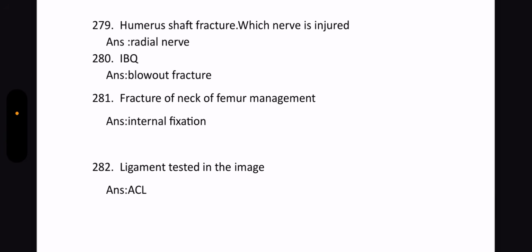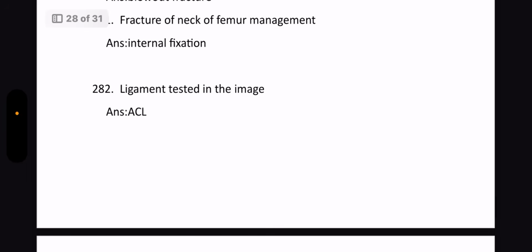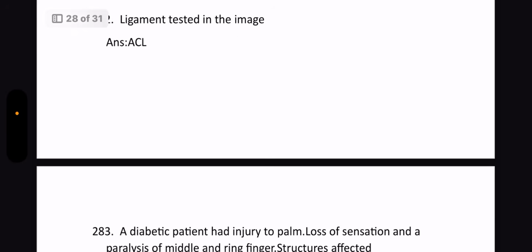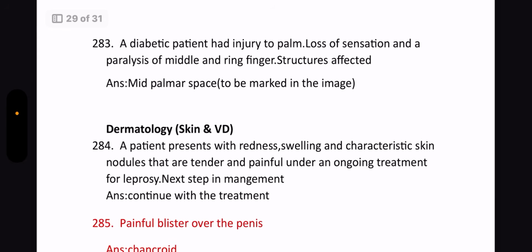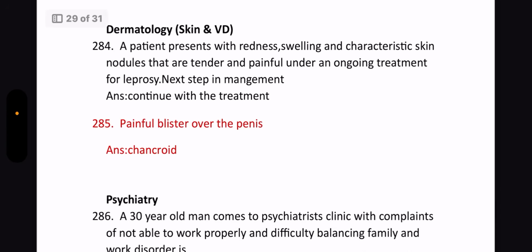Humerus shaft fracture. Nerve injured is radial nerve. Image based question. Next one: blowout fracture. Next, fracture of neck of femur. Management is internal fixation. Next, ligament tested in the image. Answer is ACL, that is anterior cruciate ligament. Next, diabetic patient had injury to palm, loss of sensation and paralysis of middle and ring finger. Structure affected is the mid-palmar space.